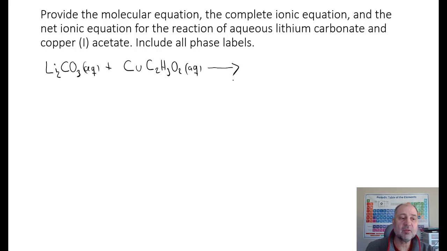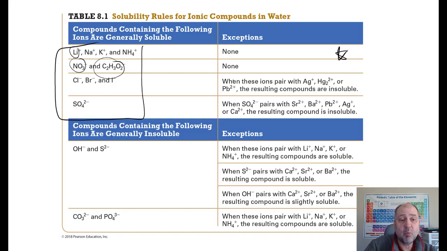If you look at the solubility rules, you can find that acetates are always going to be soluble. So you know the product that is formed, and lithium also doesn't have any exceptions. So you're going to make lithium acetate and then copper 1 carbonate. That's the other compound.